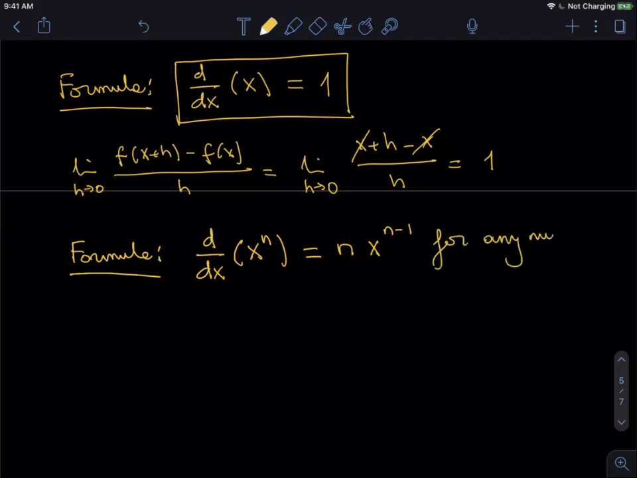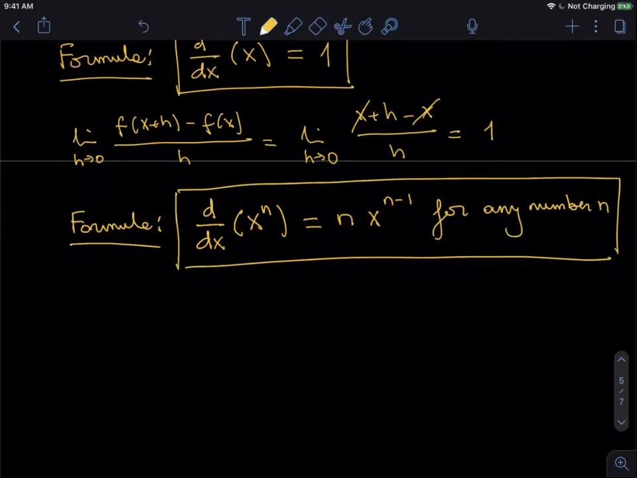This is true for any number n. Okay. This is easy to see.